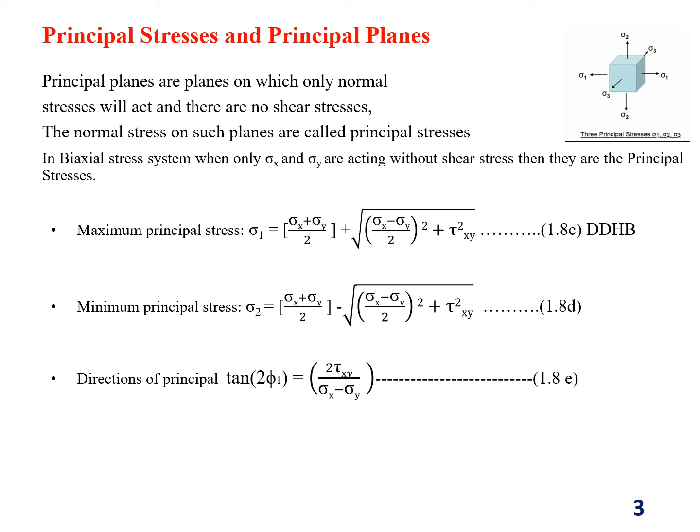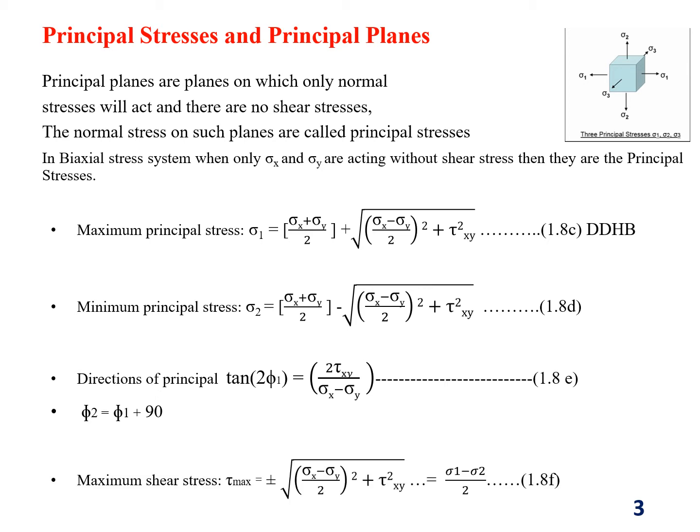Similarly, you can find the direction of these principal stresses from this equation: tan 2 phi 1 is equal to 2 into tau xy divided by sigma x minus sigma y, which is given by equation 1.8e from the design data handbook. And we can find the direction of principal stresses 1 and 2. So phi 1 is got from the equation 1.8e, whereas phi 2, the minimum principal stress direction, is got from the equation phi 1 plus 90 degrees.